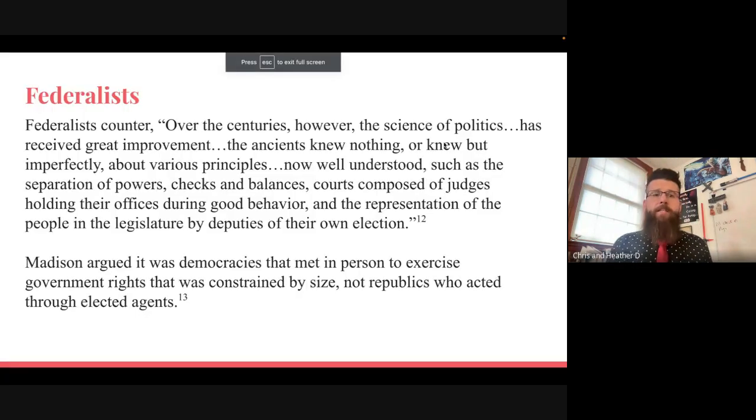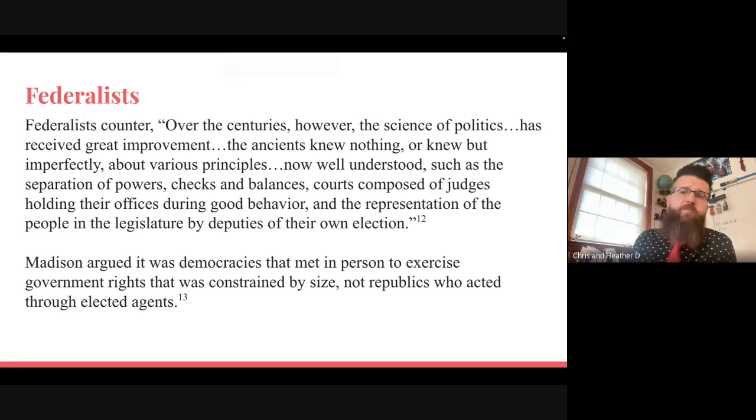All right, the Federalists counter: over the centuries, however, the science of politics has received great improvements. Okay, the ancients, if we look back to Aristotle saying republics can only exist in a small framework, the ancients knew nothing or knew but imperfectly about various principles that were now well understood, such as separation of powers, checks and balances, courts composed of judges holding their office during good behavior, the representation of the people in the legislature by deputies who they elected.